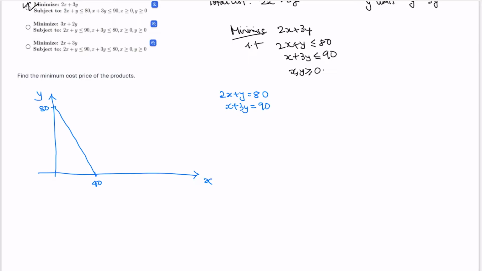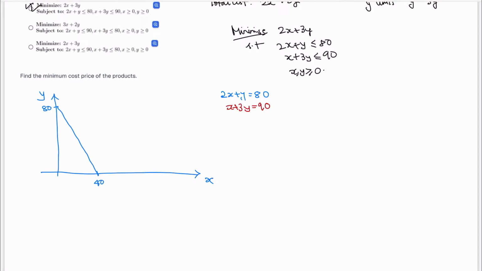Similarly, we can do it for the second equation also. Now if I want to plot the second equation, x plus 3y equal to 90, first I put y is equal to 0, then x will be equal to 90. Now again, if I put x is equal to 0, then 3y equal to 90, y is equal to 30. And now the line x plus 3y equal to 90 is formed by joining these 2 points. So this is the line.